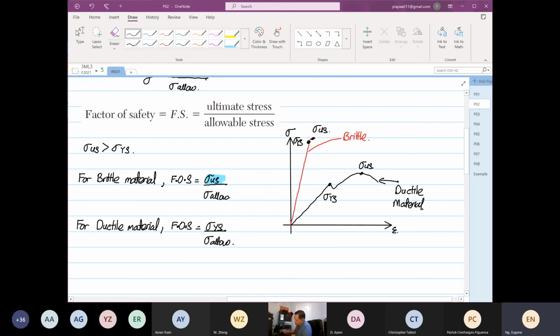So what Patrick said is this, okay, Patrick, correct me if I'm wrong. What Patrick mentioned is for brittle material, the ultimate strength is approximately equal to its yield strength. Very close, not a huge difference. This is exaggerated. In fact, a lot of brittle material, once it reaches yield, it will break, whereas for ductile material, the ultimate strength is usually greater than the yield strength.